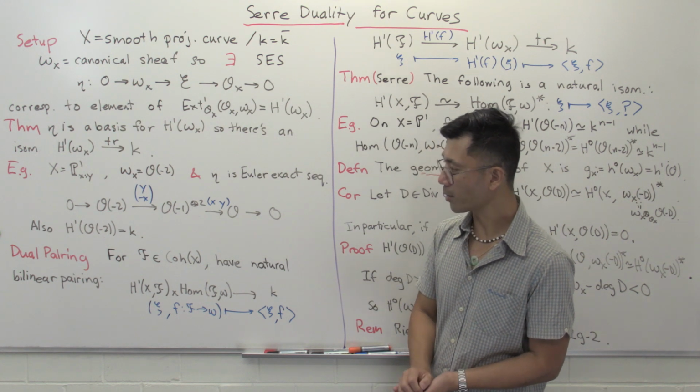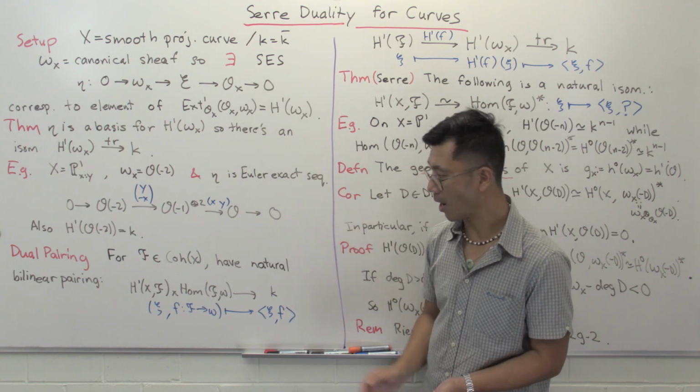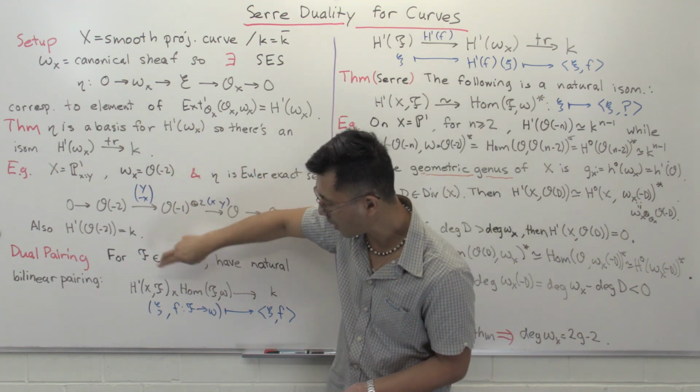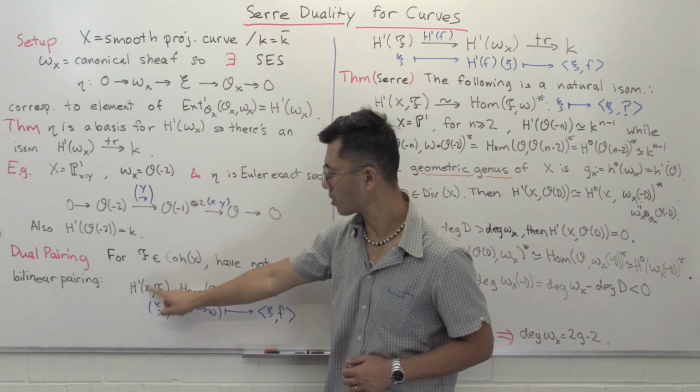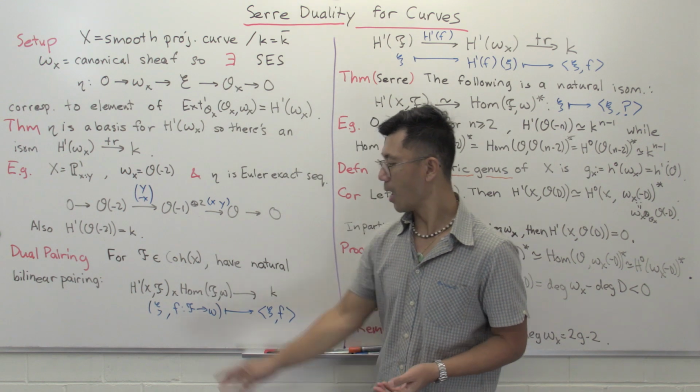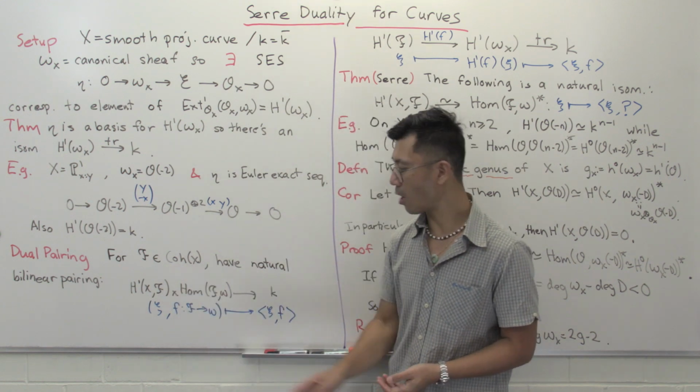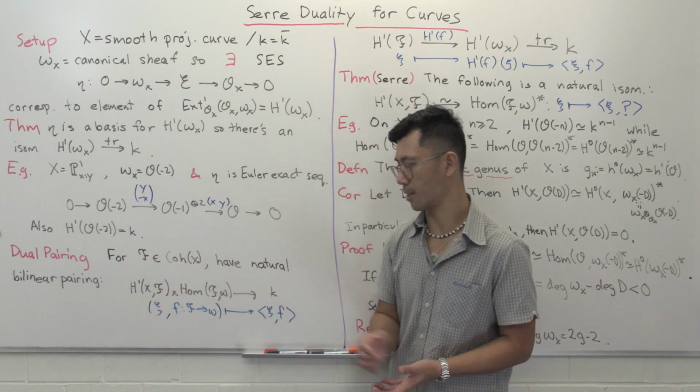Okay, what we're going to introduce is a certain dual pairing. One of the things that we'll look at is the first cohomology of this F, H1(X, F). Sometimes I write the X in there, sometimes I don't. And we're going to pair it with what? We're going to pair it with Hom of F into omega.